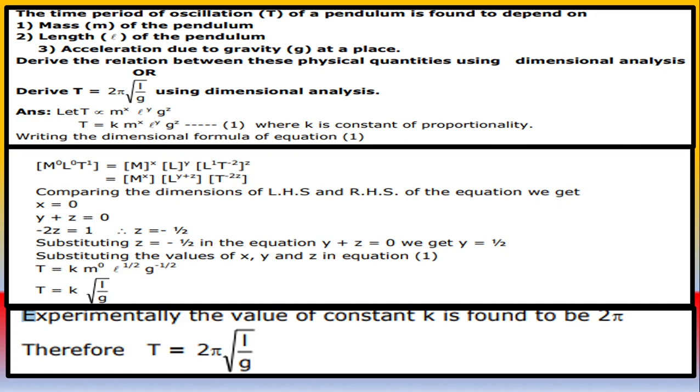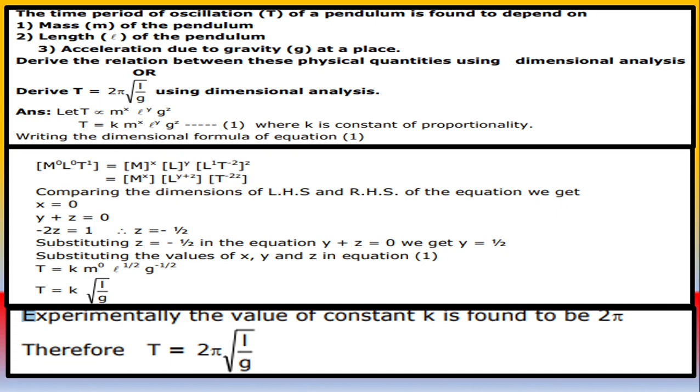According to the question, the time period of oscillation T depends upon the mass to the power of x, we don't know how many times. The length of the pendulum L is taken to the power of y. Acceleration due to gravity, symbol g, we take to the power of z. The proportionality constant we have replaced with k, capital K or small k, whose value we don't know now. So only under the dimensional formula will we see whether it depends on these quantities or not.